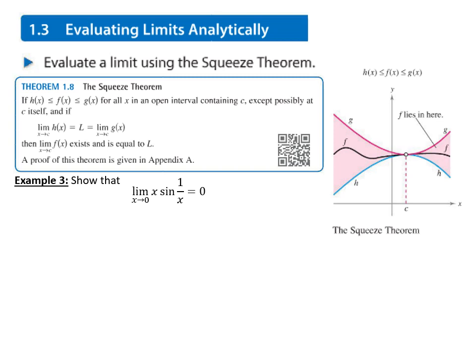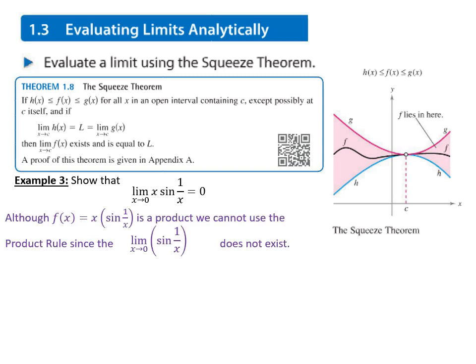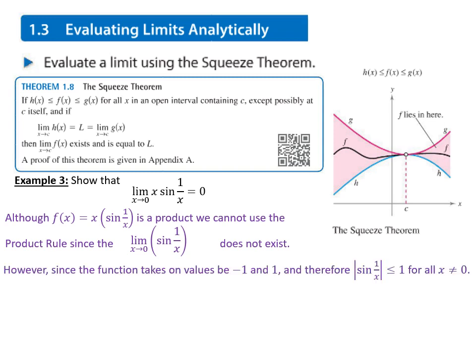Squeeze theorem. What we're looking to do is not sandwich them, but actually look at two functions on either side that kind of squeeze in between them, as you can see in the picture. So we start, although f of x equals x times sine of 1 over x is a product, we can't use the product rule since the limit as x approaches 0 of sine of 1 over x doesn't exist, but we can sandwich in between.